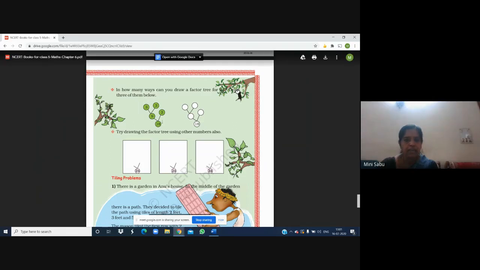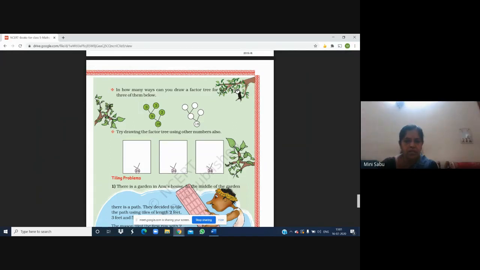I can't read it. Okay, factor tree, maybe it is like this. For the number 18, let me check in the textbook. In the book it is, look at the factor tree. Now, can you make another tree like this? Anyway, the question is this. This is a factor tree already made, a ready-made factor tree. Here you have to make the factor tree for 18 in a different way.